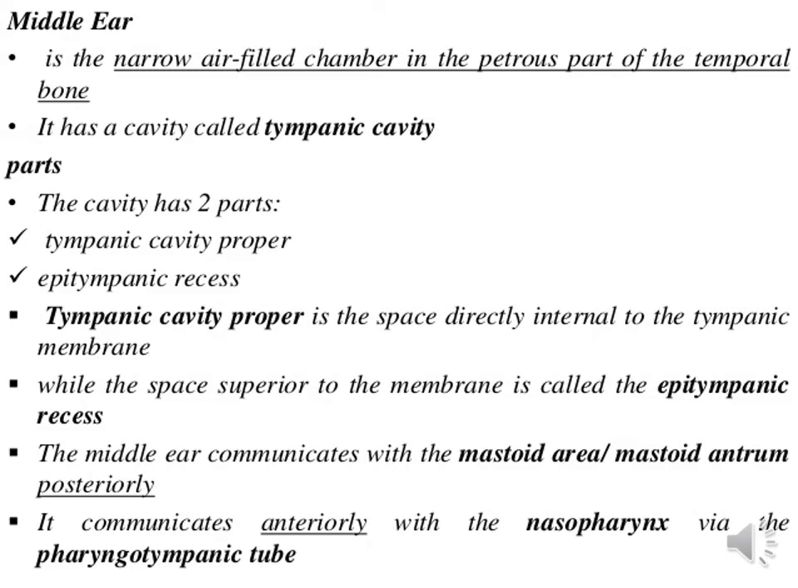The middle ear is a narrow air-filled chamber in the petrous part of the temporal bone. It has a cavity called the tympanic cavity. The cavity has two parts: the tympanic cavity proper and the epitympanic recess. The tympanic cavity proper is the space directly internal to the tympanic membrane, while the space superior to the membrane is called the epitympanic recess. The middle ear communicates with the mastoid air cells, the mastoid antrum, posteriorly. It communicates anteriorly with the nasopharynx via the pharyngotympanic tube.